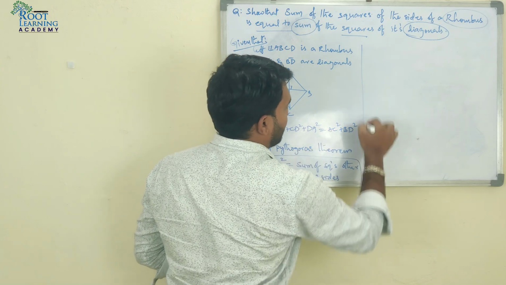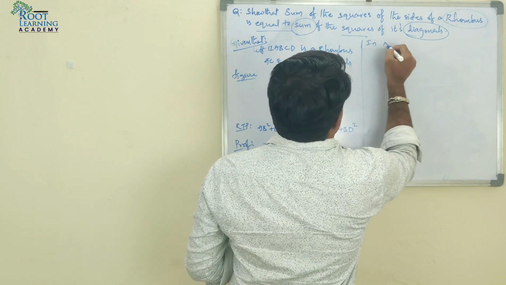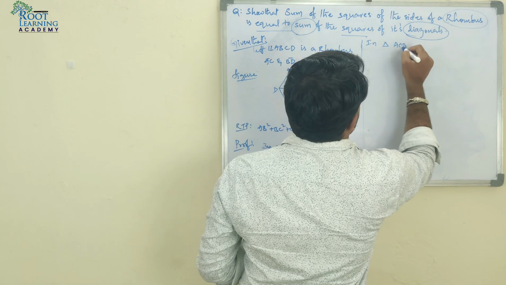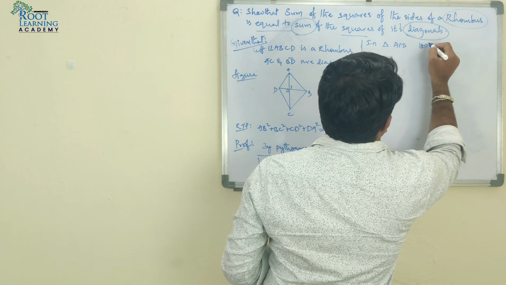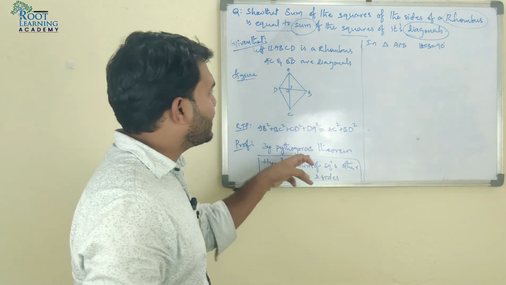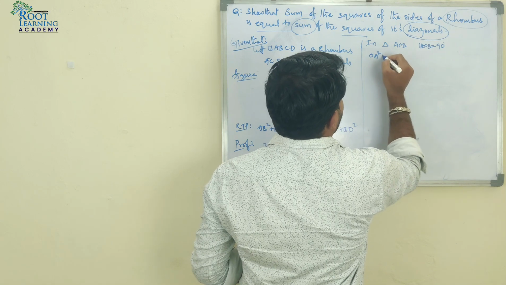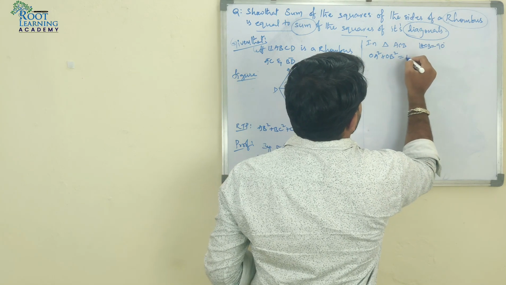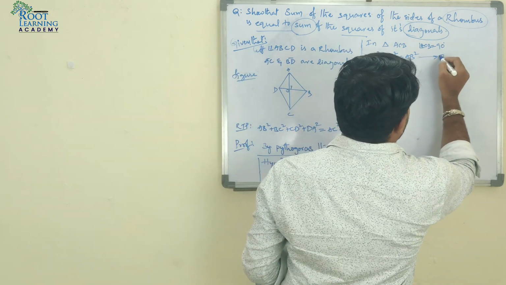So let's see how we'll solve. First, in triangle AOB, angle AOB is equal to 90 degrees. So by Pythagoras theorem, what we'll get here? OA square plus OB square is equal to AB square. Take it as equation number 1.